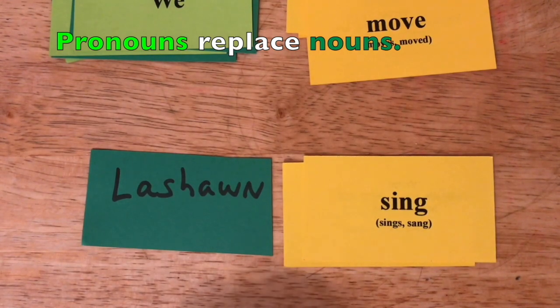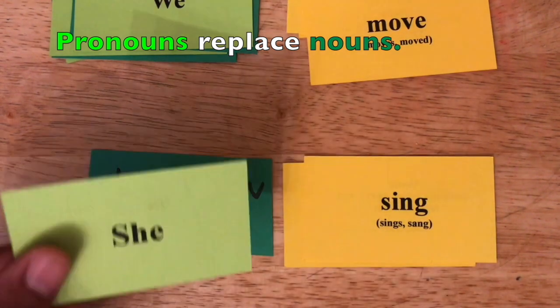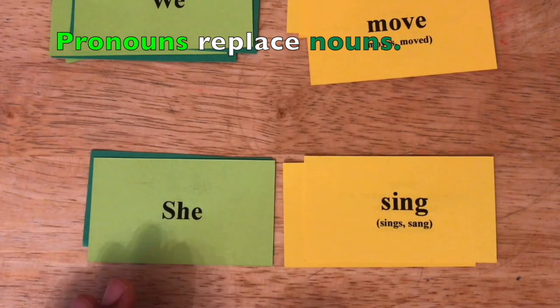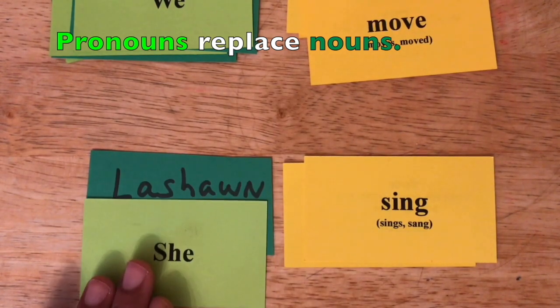So the next one now is LaShawn sings in the choir. LaShawn sings in the choir. That's my next sentence. Now, if I wanted to say something else about LaShawn, but I didn't want to use her name over and over again, what could I do? Yeah, what pronoun could I use to replace LaShawn with? Let me stop for a second. Yes, you are correct. I could say she sings in the choir. She can replace the term LaShawn.